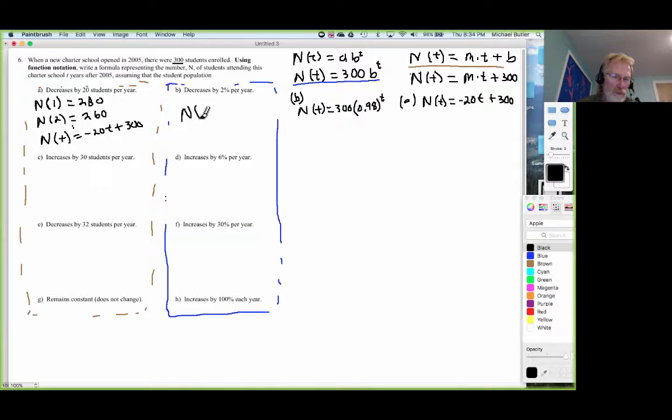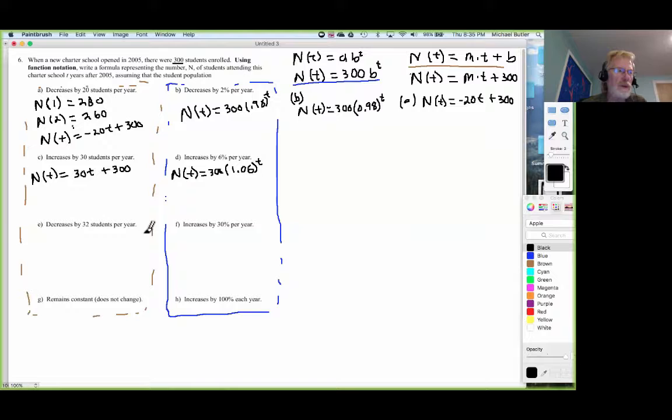Cool. All right, so n of t is equal to 300 times 0.98 to the t. Okay, so we increase by 30 students per year. Well, that means every year I add in 30 students, right? What if I increased by 6% per year? Then it'd be n of t is equal to 300 times 1.06 raised to the t, wasn't it?